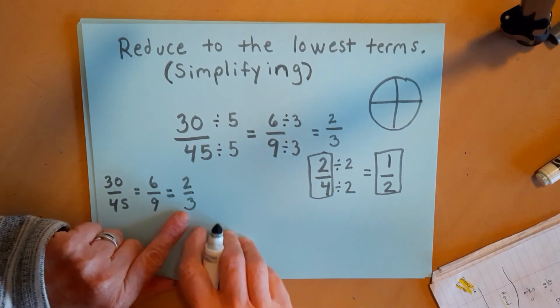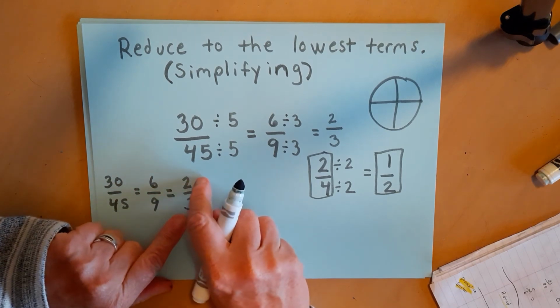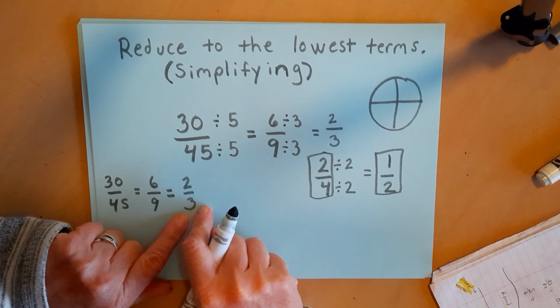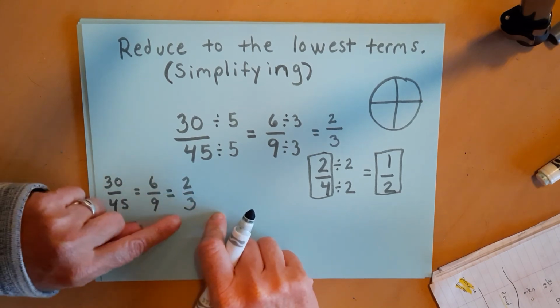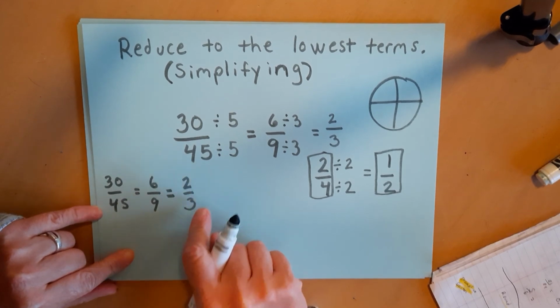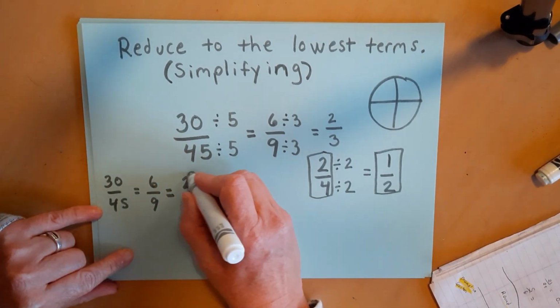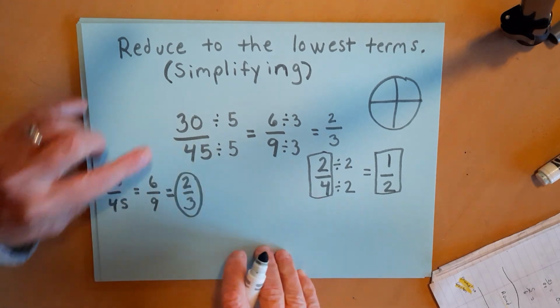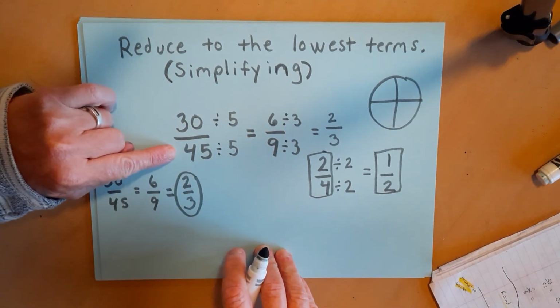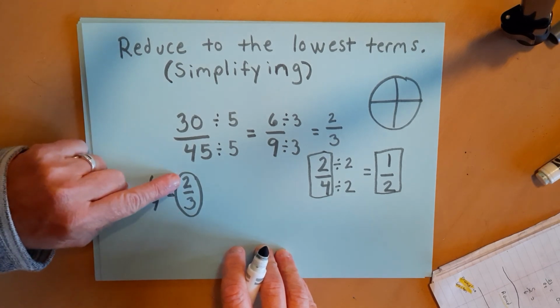When we get to 2/3, we can see that there are no other numbers that can be divided into both the numerator and the denominator evenly. In fact, these are both prime numbers, so we can't divide those any further. So our answer for this problem would be 2/3. So in your book, if you had reduce 30/45 to the lowest terms, you would end up with the answer 2/3.